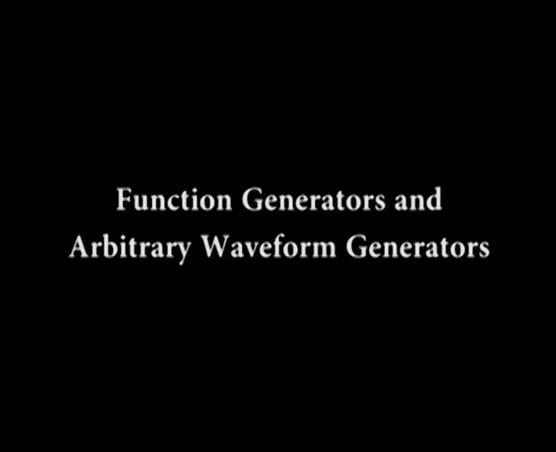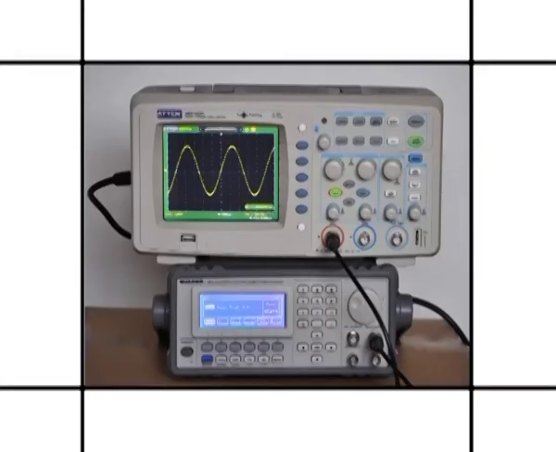Function generators and arbitrary waveform generators. A function generator is an instrument that produces more than one type of waveform. It provides pulse waveforms as well as sine waves and triangular waves. A typical function generator is shown in the figure.